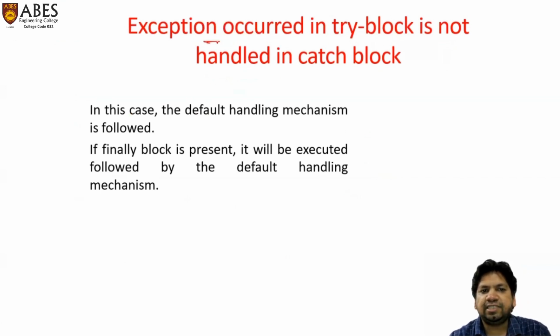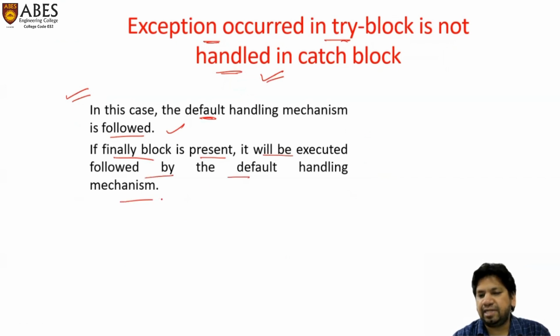Exception occurs in the try block and is not handled in the catch block. In this case, the default handling mechanism is followed. If a finally block is present, it will be executed, followed by the default handling mechanism. This is the important part.